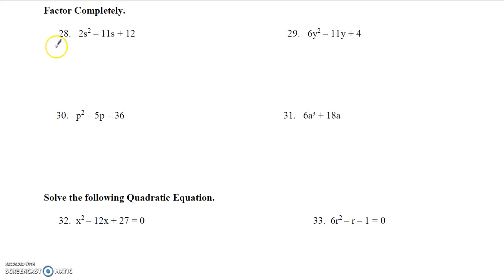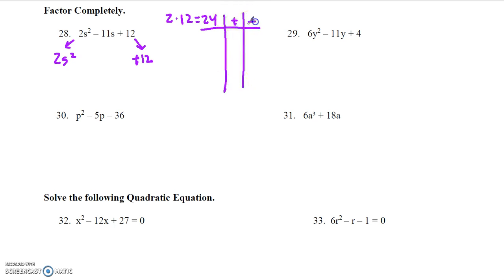Yes. Okay, so remember we're going to turn this into 4 terms. So I'm going to bring this one down. I'm going to bring my last one down. And then I'm going to multiply 2 times 12. And then that number I am going to factor. So I will have 1 times 24, and 2 times 12, 3 times 8, and 4 times 6.